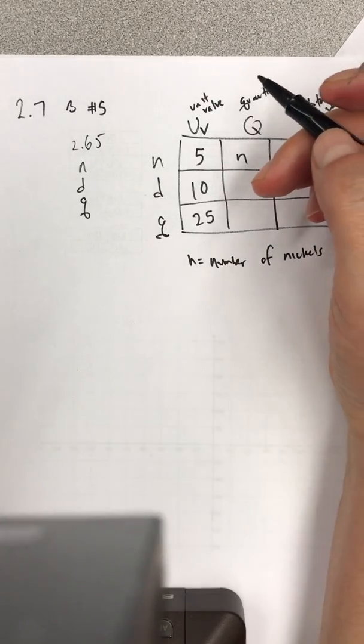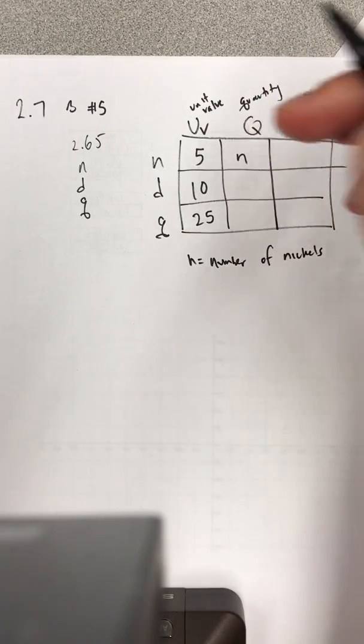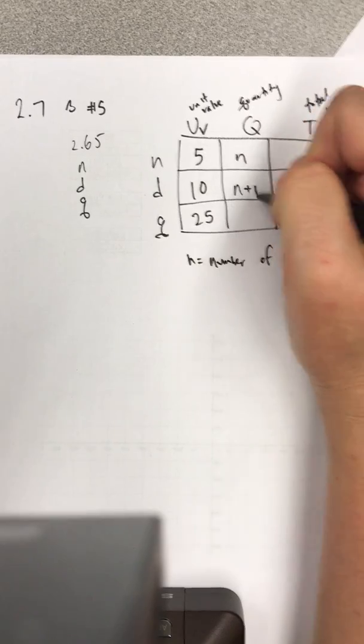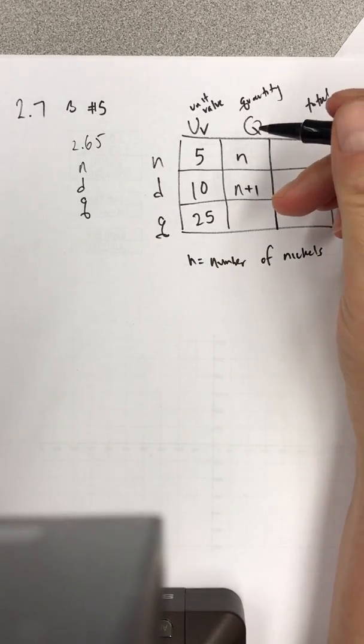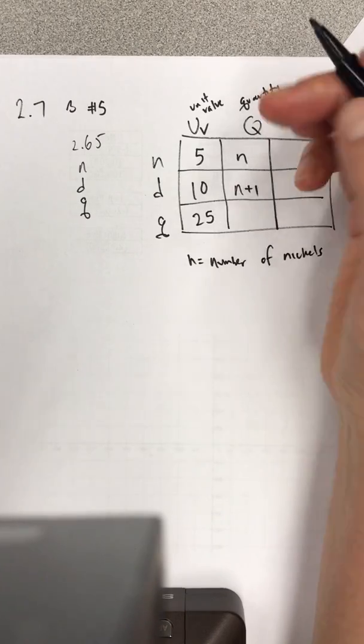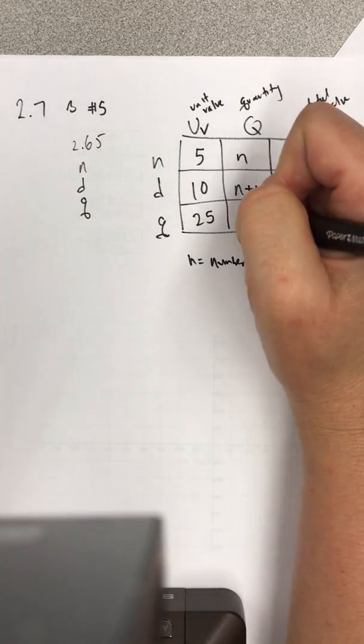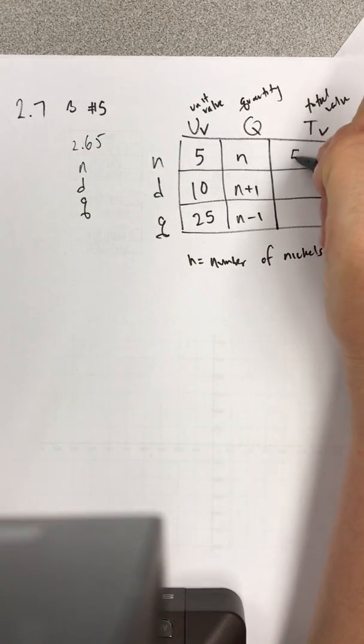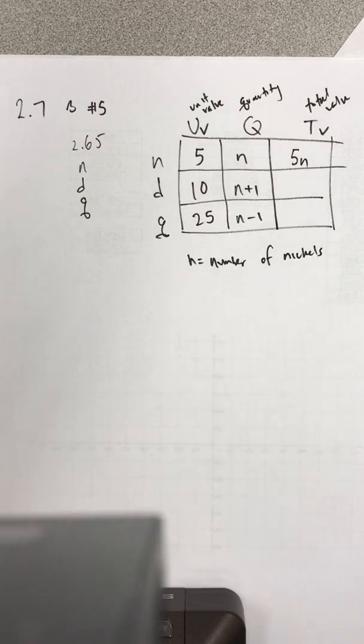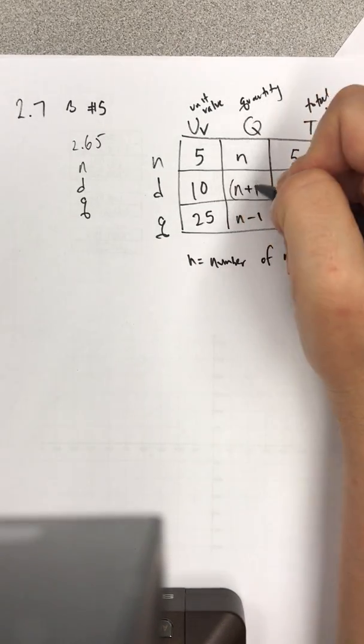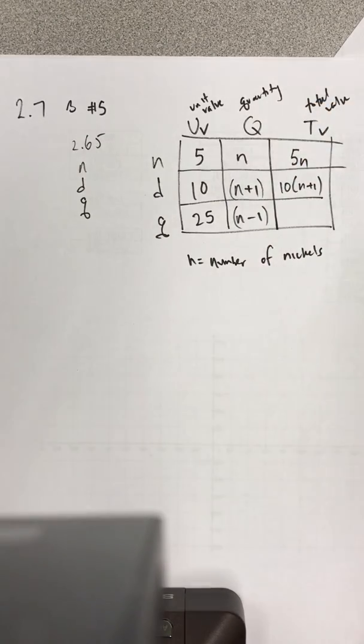Let's always define our variable. The number of dimes exceeded the number of nickels by 1, so it's 1 more than the number of nickels: N plus 1. The number of quarters was equal to the number of nickels decreased by 1, so it was 1 less: N minus 1. So let's multiply across to get our total value. We have 5N as the value of our nickels. We have 10 times N plus 1. We should always think of these as parentheses.